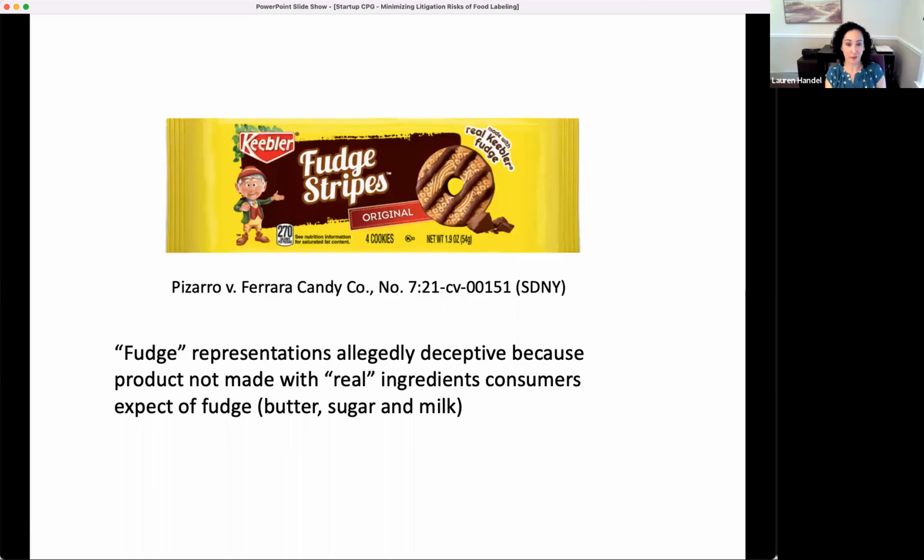It's another example, fudge stripes. So, it says made with real Keebler fudge. In this case, the plaintiffs actually went to dictionary definitions of what is fudge and that it includes butter and sugar and milk, and none of those things were in this product, and therefore it's alleged to be deceiving consumers.